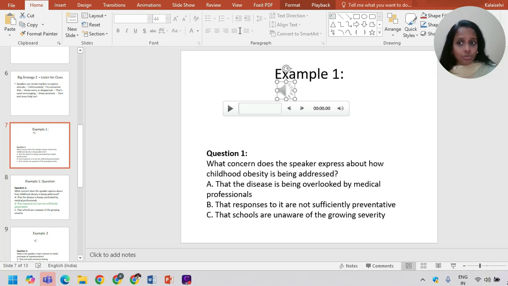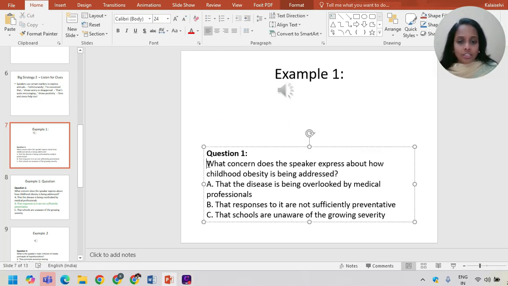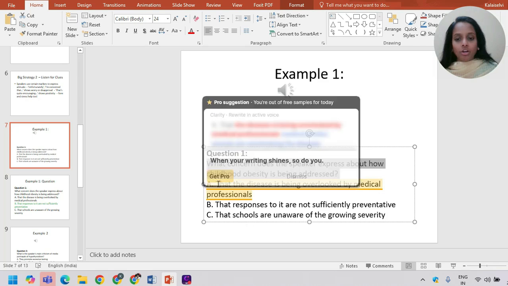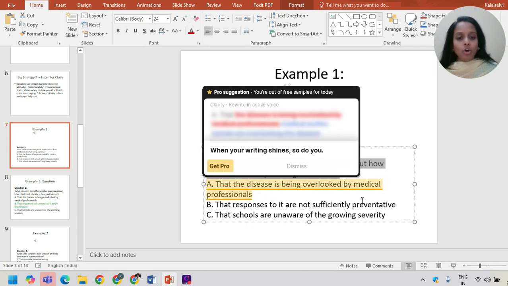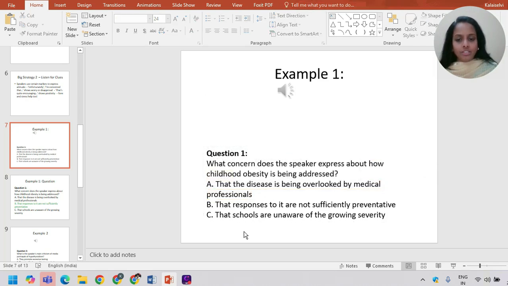Did you hear the audio? Yes, it was about childhood obesity, right? The question is: what concern does the speaker express about how childhood obesity is being addressed? The options are: the disease is being overlooked by medical professionals; responses to it are not sufficiently preventative; schools are unaware of the growing severity. Now, which one do you think is the correct option?